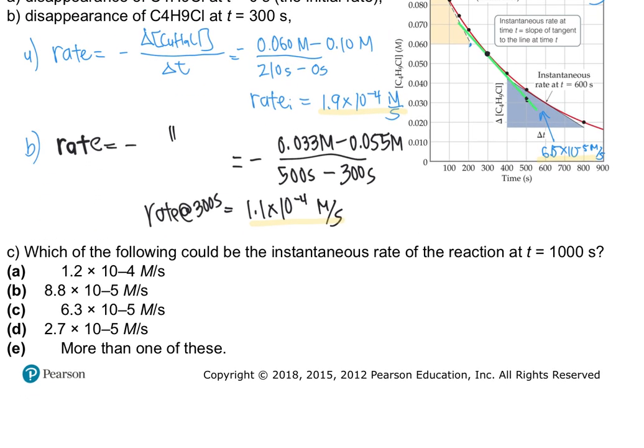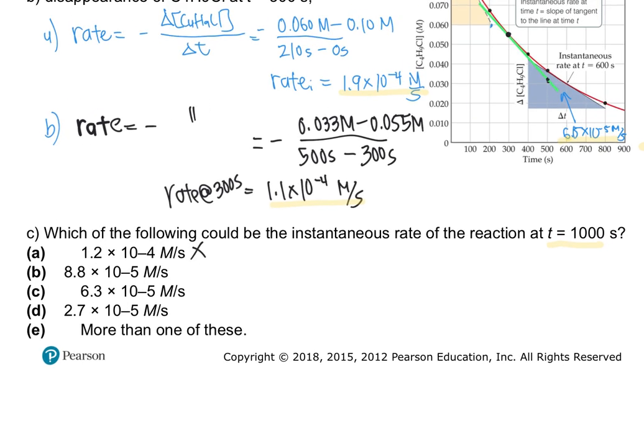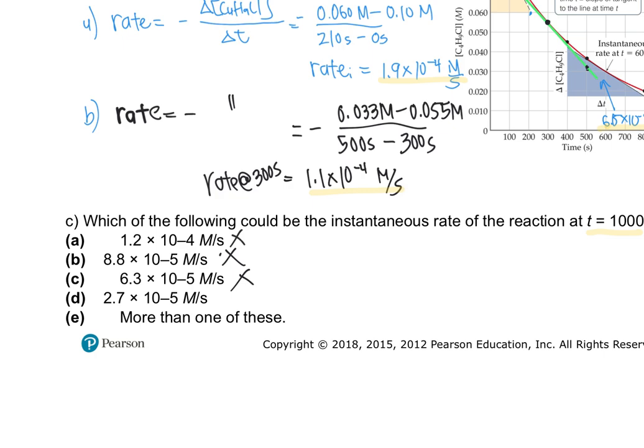So it says, which of the following could be the instantaneous rate at time 1000? And notice that that's off the grid. So we're looking for anything smaller than what we've calculated so far. So 1 times 10 to the negative 4, that's basically up by that 300. 8 times 10 to the negative 5, that's bigger than at 600. 6.3 times 10 to the negative 5, that's really close to our 600. And so 2.7 times 10 to the negative 5, that's the only one that's small enough to be possible.